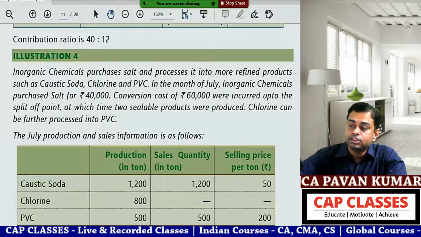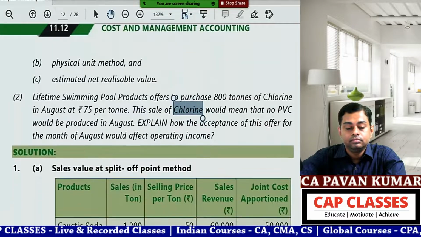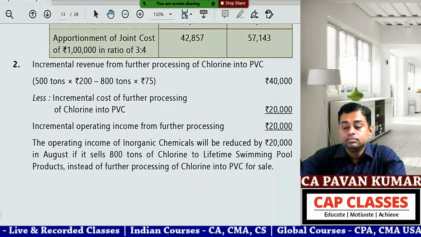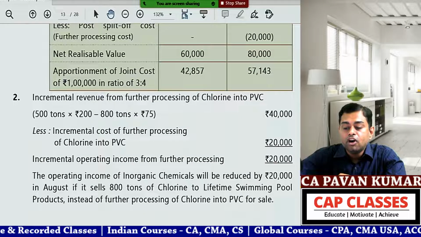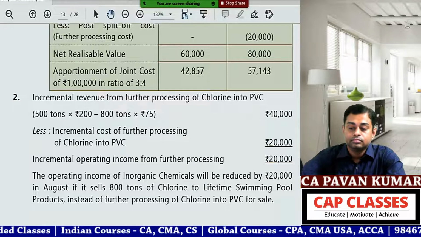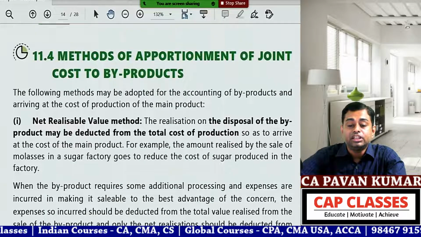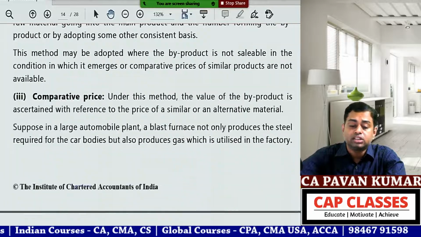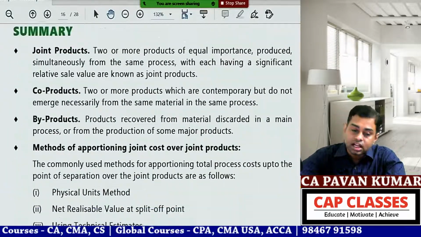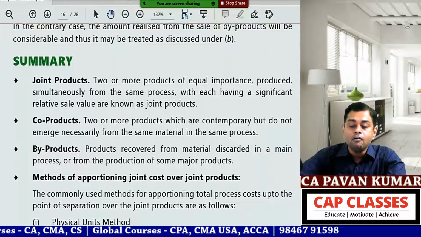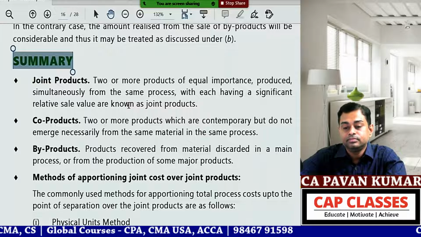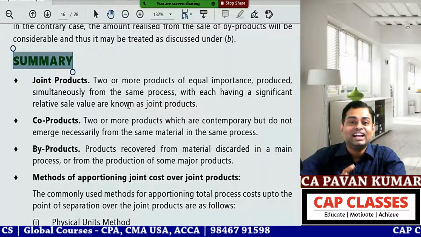Hello, Ramya madam. Yes, sir. Is question number 4 over? Whatever we have done is question number 4 only. Yes, sir. Then methods of apportionment of joint cost to byproducts, this also we have discussed. Treatment of byproduct in cost accounting, this also I have explained. Summary came. Oh my God. Madam, chapter is over, madam. Yes, sir. Okay, sir. Bye, sir. Take care, sir. Happy weekend.